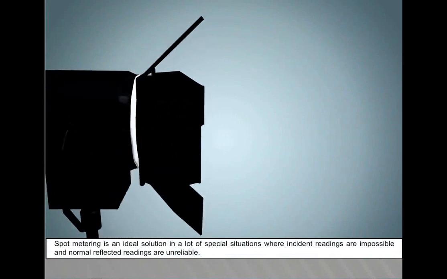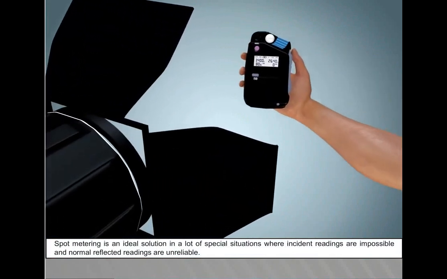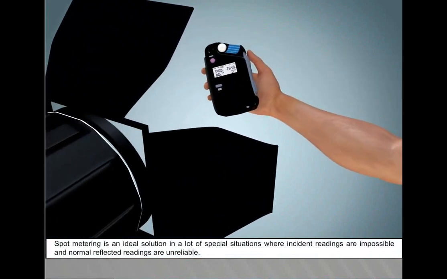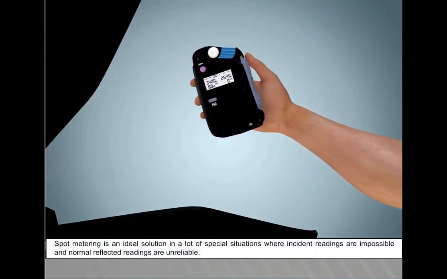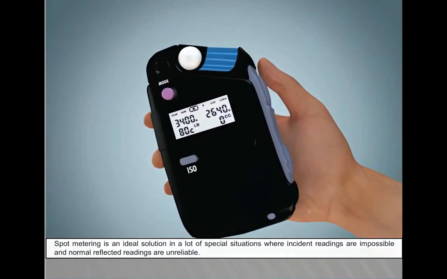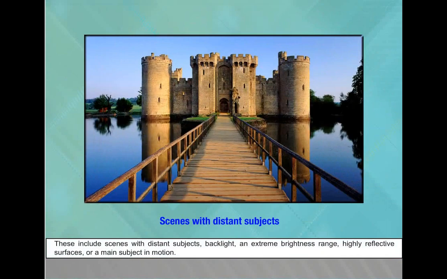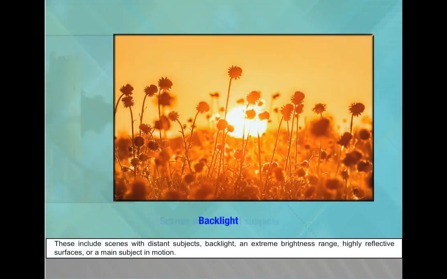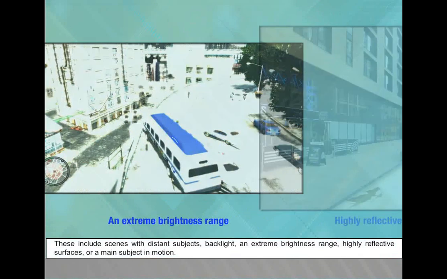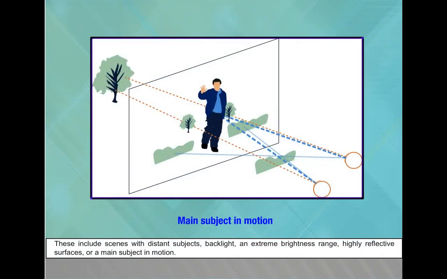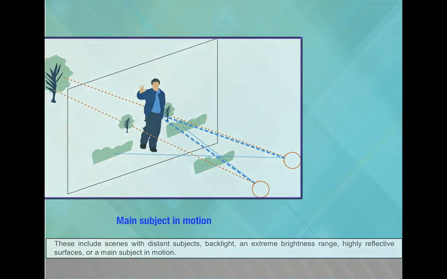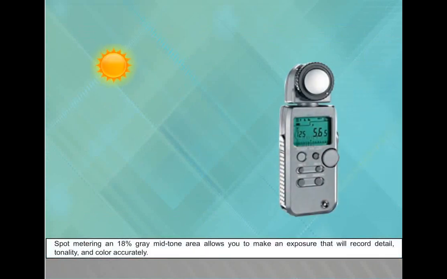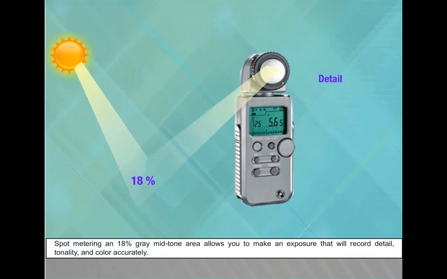Spot metering is an ideal solution in a lot of special situations where incident readings are impossible and normal reflected readings are unreliable. These include scenes with distant subjects, backlight, an extreme brightness range, highly reflective surfaces, or a main subject in motion. An 18% gray mid-tone area allows you to make an exposure that will record detail, tonality, and color accurately.